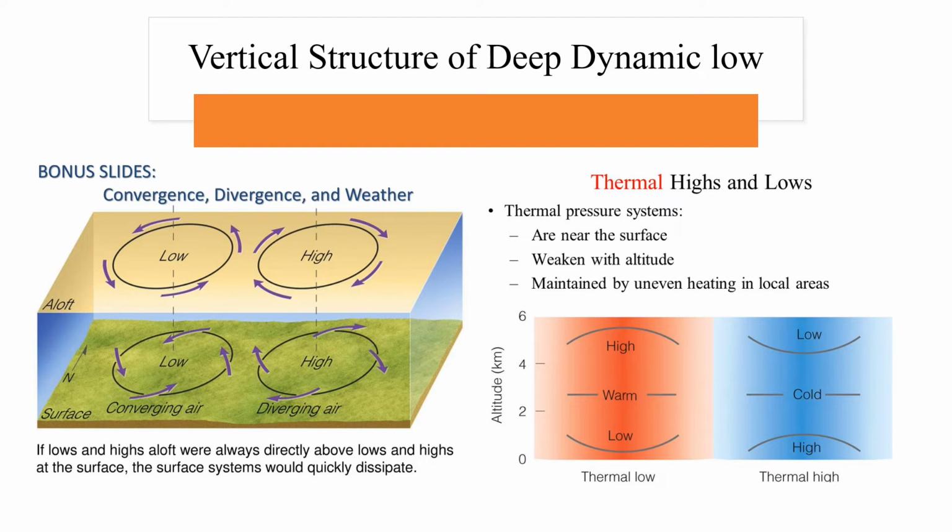Consequently, it appears that if upper level pressure systems were always located directly above those at the surface, exactly as you are looking at on the left side of the picture, the cyclone and anticyclone would die out soon after they form. So now the question is, what then allows these systems to develop and intensify? That question is coming up, and we'll be talking about it later on.